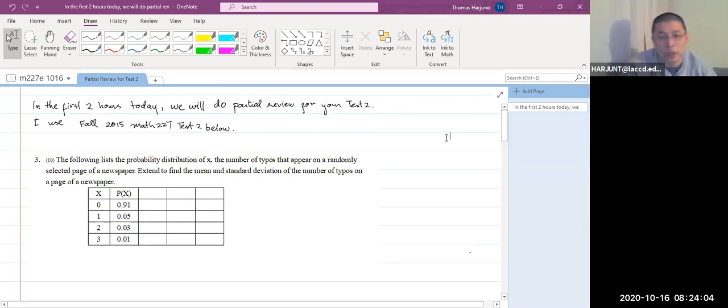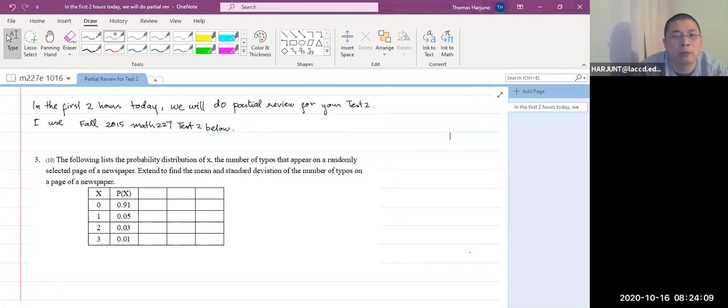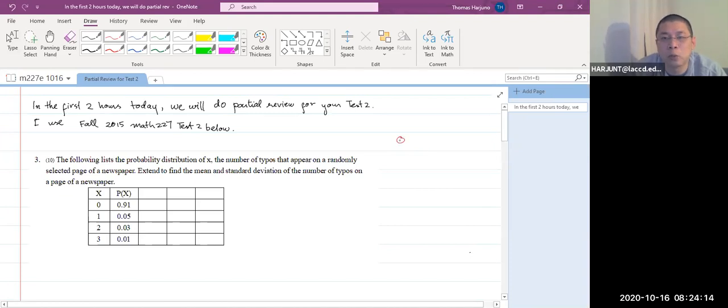Now, I will start with question number 3. Question number 1, I skipped that. Maybe I may go over that next week or even at the end of today. Question number 1 from that test and question number 7 are binomial distribution. So I will postpone going over that until much later. Question number 2 is a very common question that I ask. If I have time, then I will cover that at the very end of this review. Let's start from number 3, something that we have just learned last week.